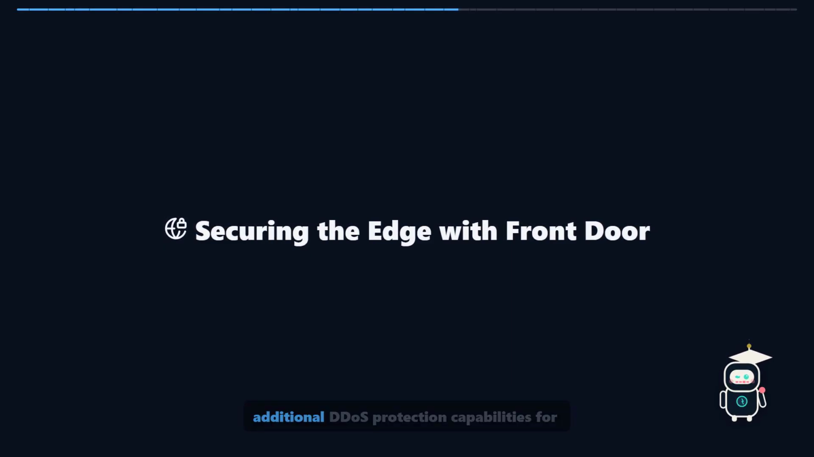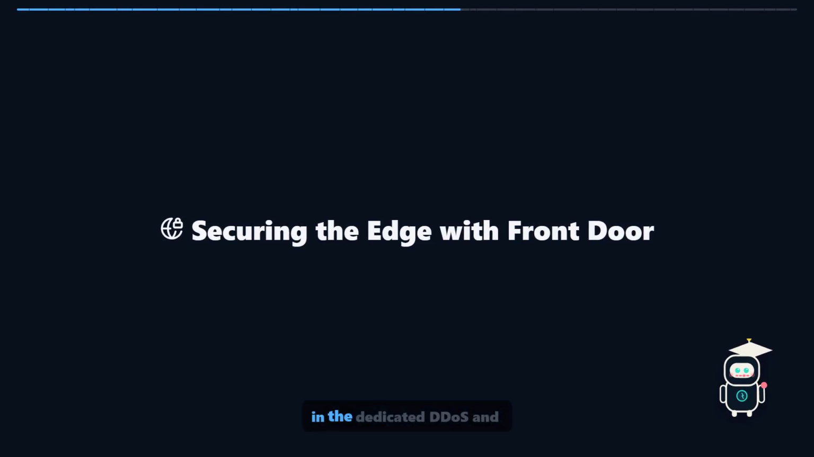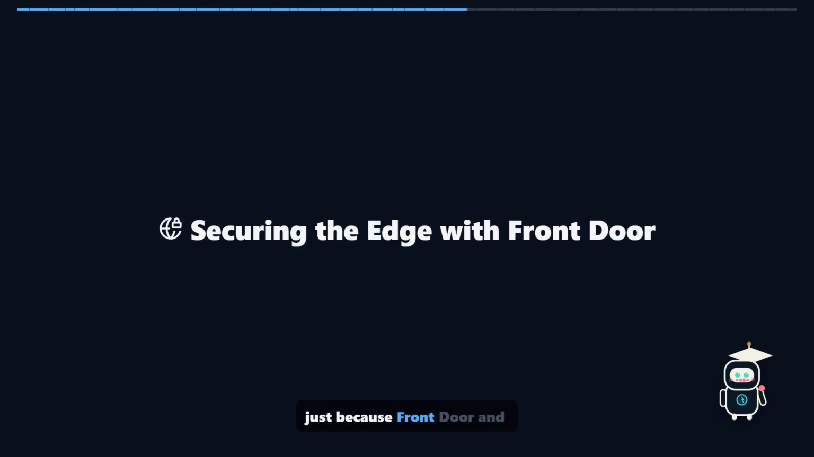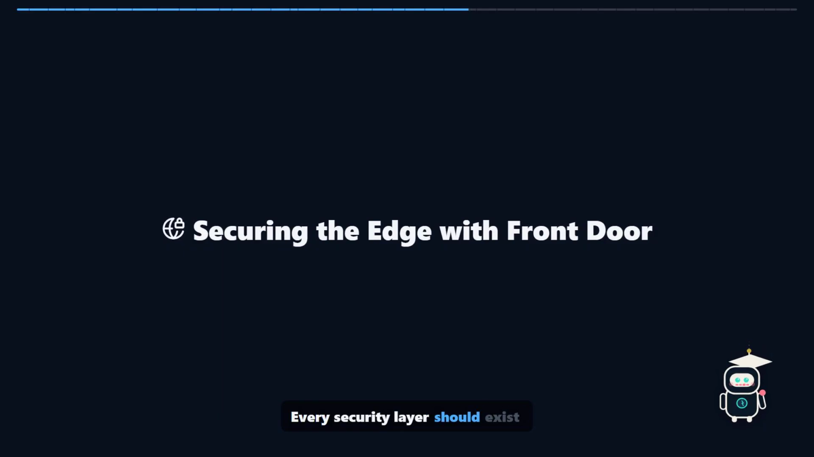Azure also provides additional DDoS protection capabilities for eligible Azure resources, but we'll cover those options in detail in the dedicated DDoS and Azure Firewall episode. For now, remember the bigger architecture lesson: WAF, network controls, identity, and platform protections. These controls operate at different layers, and you don't automatically need two WAFs just because Front Door and Application Gateway both support one. Every security layer should exist because a requirement justifies it.